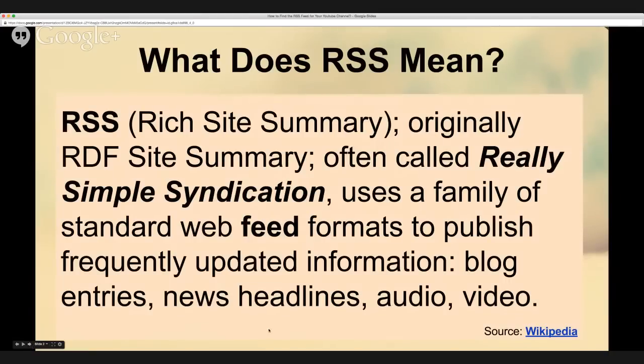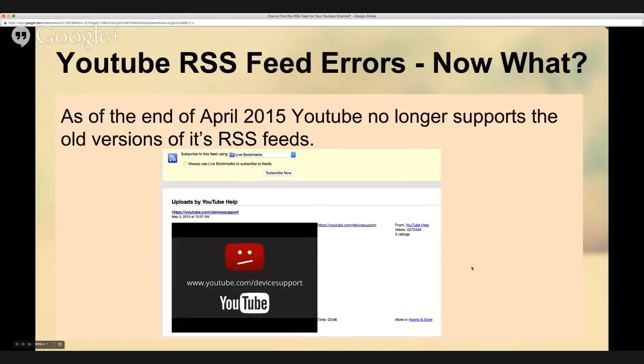What does RSS mean? RSS, rich site summary, originally called RDF site summary, and most commonly known as real simple syndication, uses a family of standard web feed formats to publish frequently updated information. For our purposes here, we're most specifically concerned with YouTube video RSS. You can find some more information by searching RSS on Wikipedia.